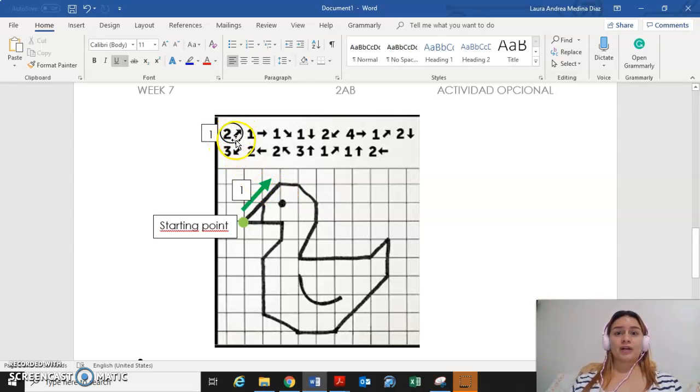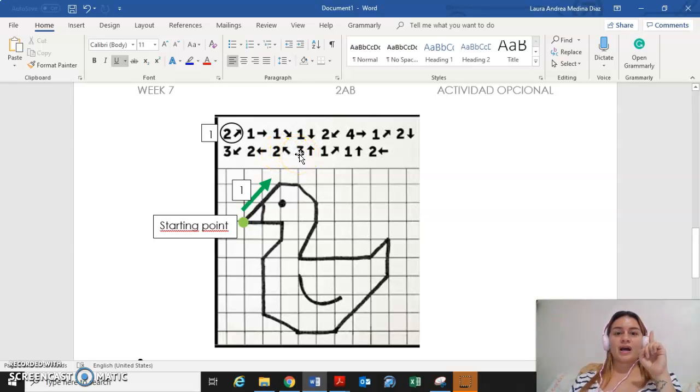2, diagonal. So, this is diagonal. 2, diagonal up. 1, right. 1, diagonal down. 1, down. 2, diagonal left. 4, right. 1, diagonal up. 2, down. 3, diagonal down. 3, diagonal left. 2, left. 2, diagonal up.